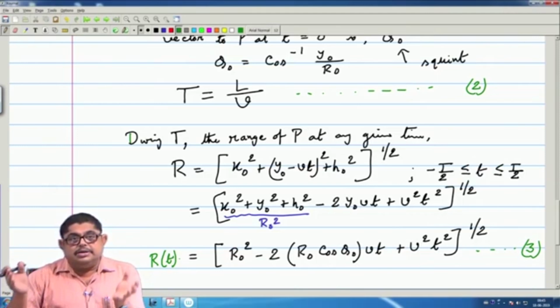at the next class, but please remember to brush up on Taylor series, because we will be using Taylor series to expand this R t. Equation 3 will be expanded in the next class. Thank you.